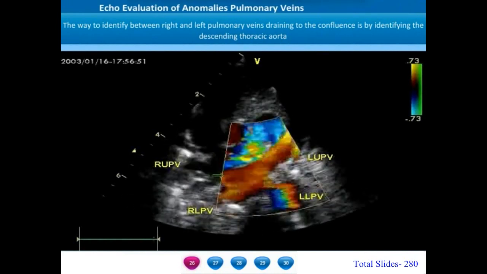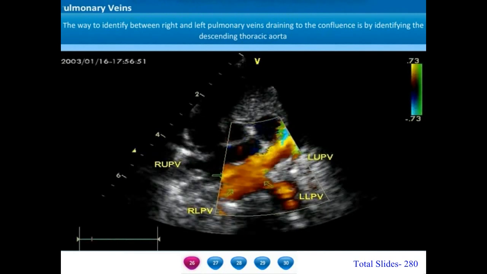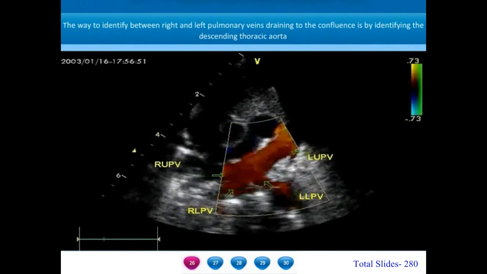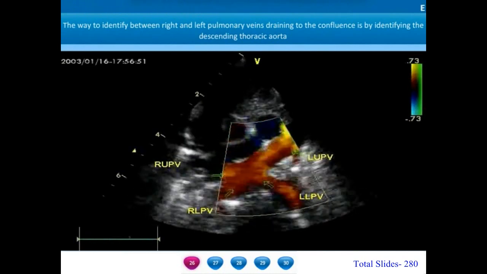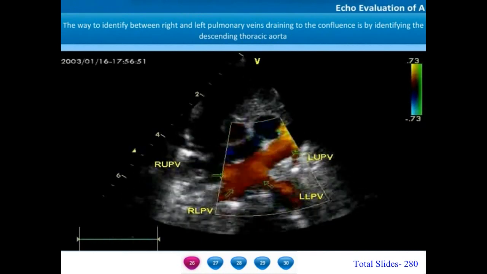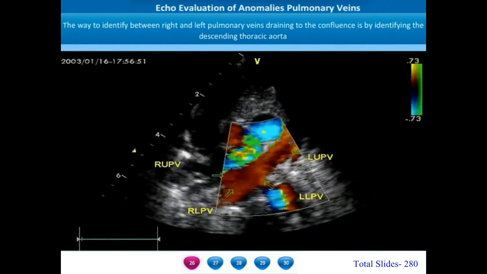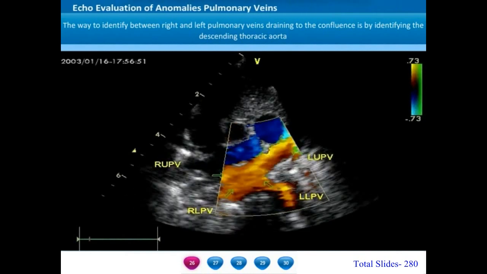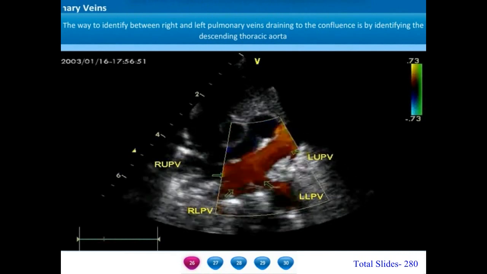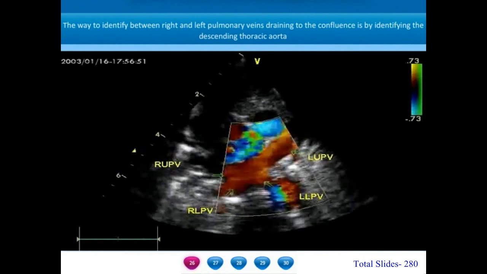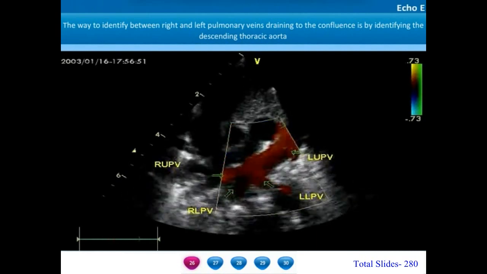The way to differentiate between the right pulmonary veins and the left pulmonary veins on this short axis view is to identify the descending thoracic aorta. If you carefully look posterior to the pulmonary veins, there is a blue systolic flashing of blood flow in the descending thoracic aorta. All the left pulmonary veins come from the left side of the mediastinum, and so they will be seen on the left side of the aorta, whereas the right pulmonary veins will be seen entering from the right side of the descending thoracic aorta.